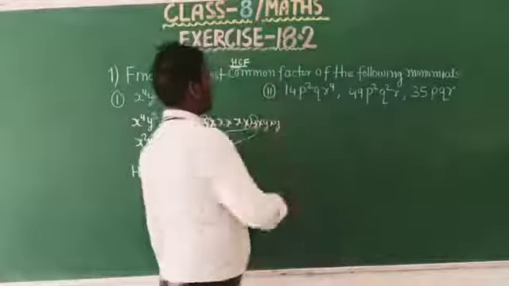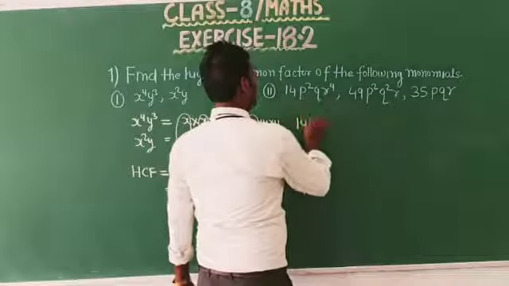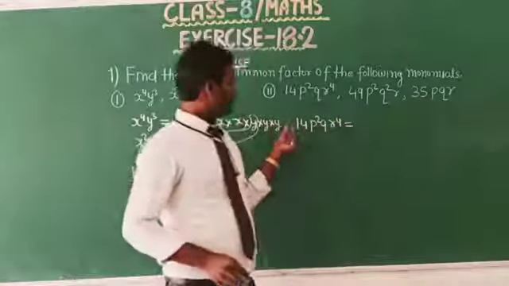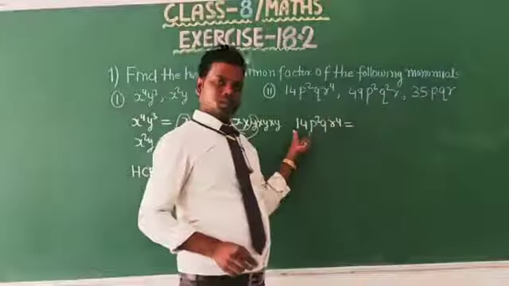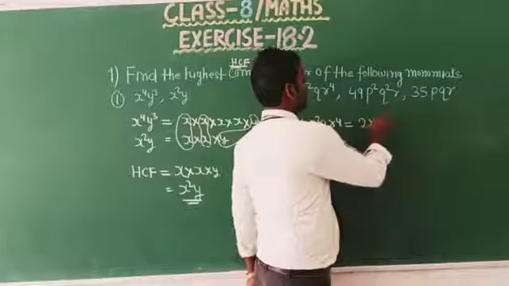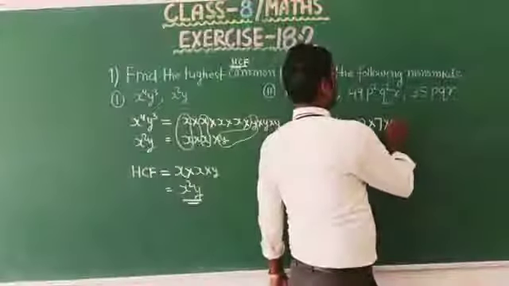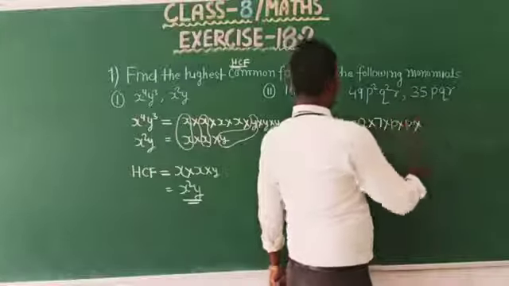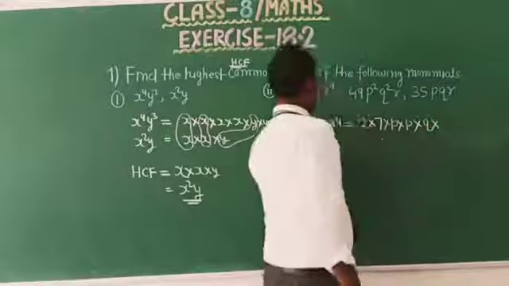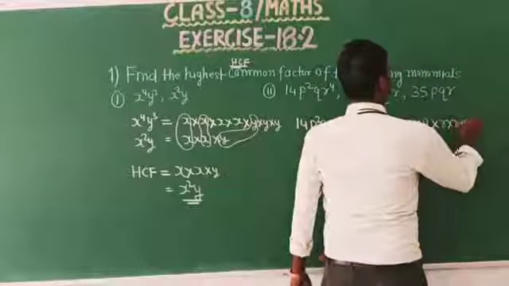Now move to the second part. This is 14p square q r to the power 4. Okay, now factorize this expression. 14 can be written as 2 into 7, 2 sevens are 14, and p square is written as the product of p into p 2 times, into q 1 time, into r to the power 4, this means 4 times r into r.